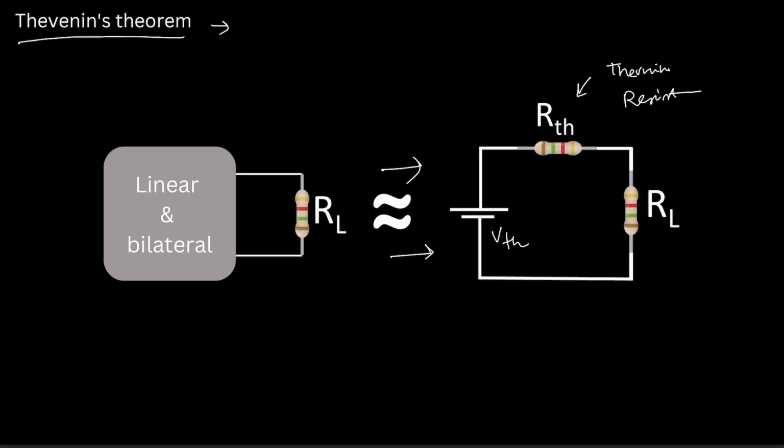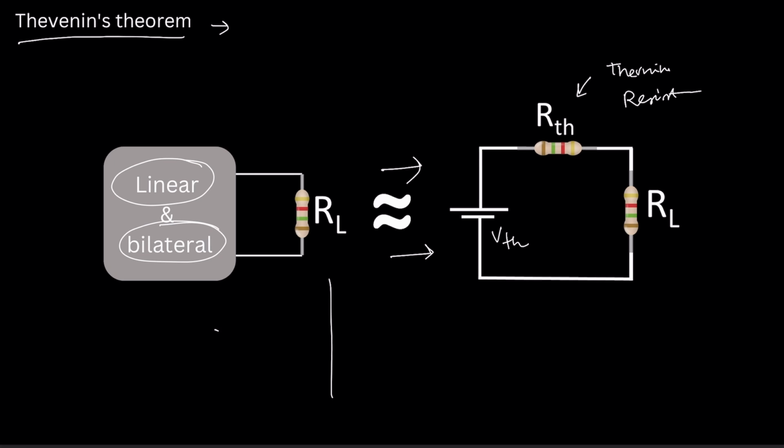But this theorem is only applied for linear and bilateral circuits. We cannot apply this theorem for a nonlinear circuit or a unilateral circuit. I think you understand linear and nonlinear, but maybe you don't know unilateral and bilateral. What is unilateral and bilateral?